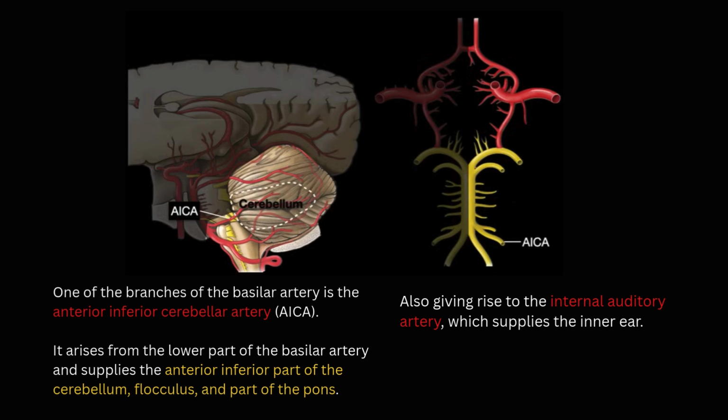Now, one of the branches of the basilar artery is actually called the anterior inferior cerebellar artery. So, anterior inferior refers to supplying the anterior inferior portion of the cerebellum itself. Now, it arises from the lower part of the basilar artery itself. So if you look at the yellow part of the posterior circulation, you can see the anterior inferior cerebellar artery arises from pretty much the lower part of the basilar artery itself, supplying the anterior inferior part of the cerebellum, the flocculus, and a part of the pons as well. One thing it also does is give rise to the internal auditory artery, which supplies the inner ear. So it's the artery that supplies the inner ear.